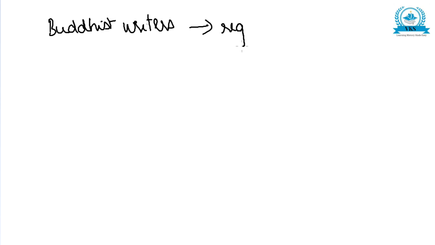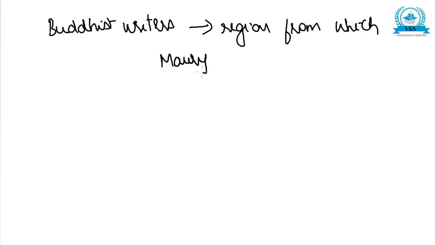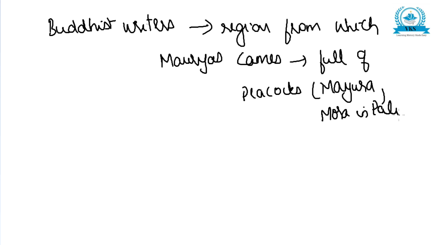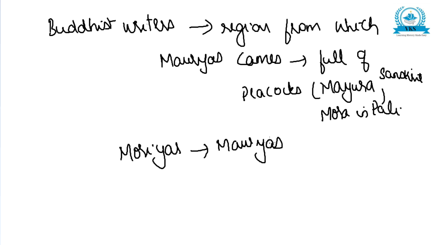Now again, according to some Buddhist writers, the region from which the Mauryas came was full of peacocks. Peacock was called Mayura in Sanskrit and Mora in Pali, and hence they came to be called Moriyas. Like that, the name Mauryas originated. That was one more theory.